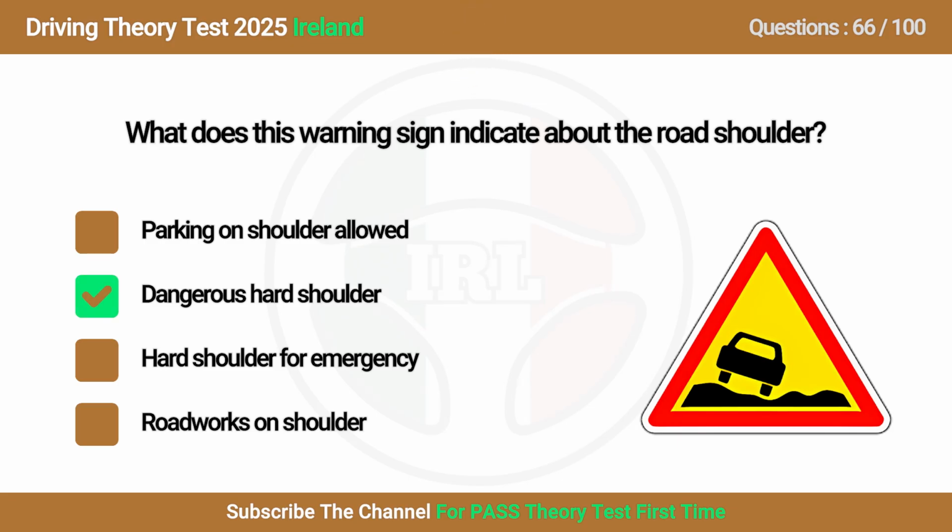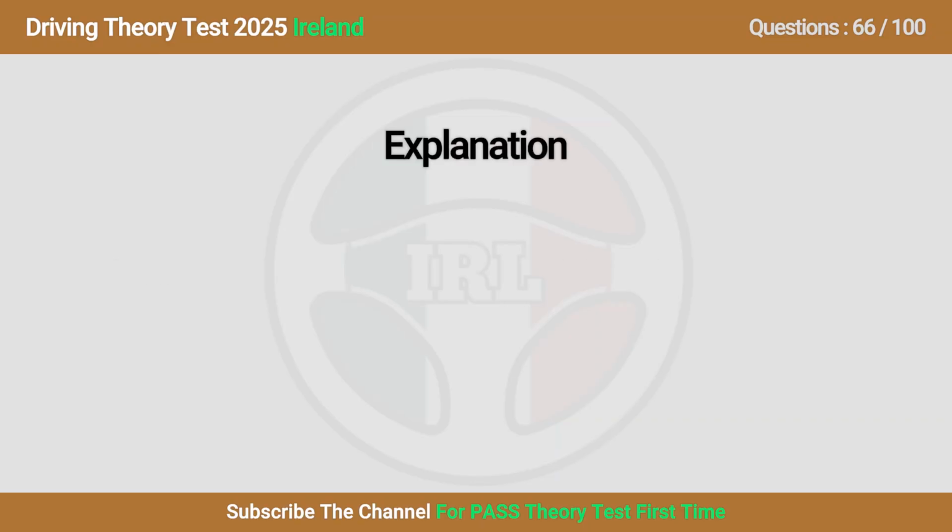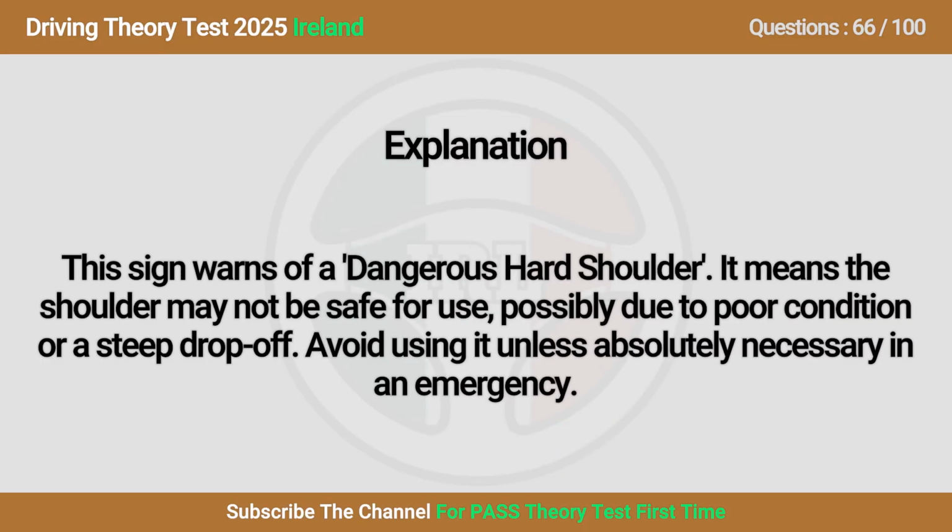Answer is B. Dangerous hard shoulder. This sign warns of a dangerous hard shoulder. It means the shoulder may not be safe for use, possibly due to poor condition or a steep drop-off. Avoid using it unless absolutely necessary in an emergency.